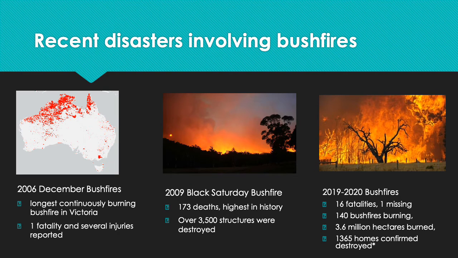Here are some recent disasters involving bushfires. The December 2006 bushfire was the longest continuously burning bushfire in Victoria. Fortunately, due to proper evacuation and mitigation procedures, only one fatality and several minor injury cases were reported. The 2009 Black Saturday bushfire recorded the highest death toll in history, which is 173.